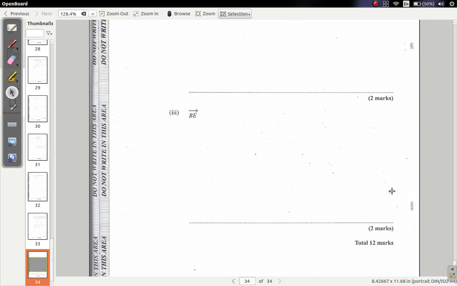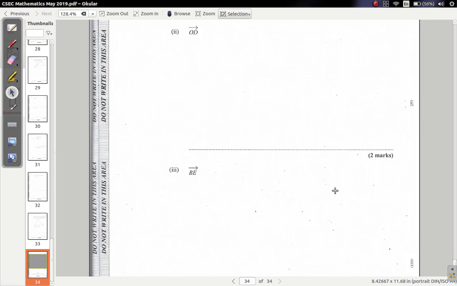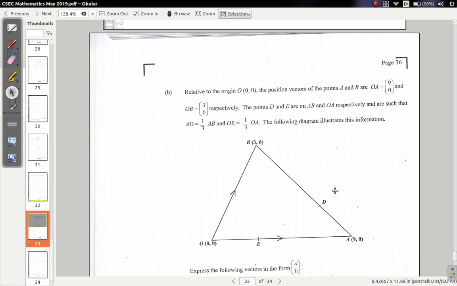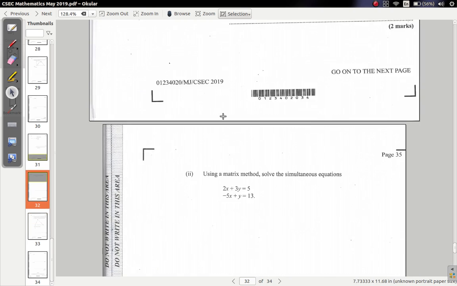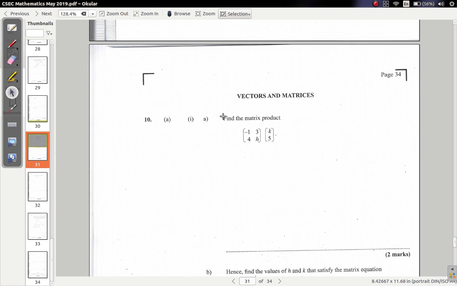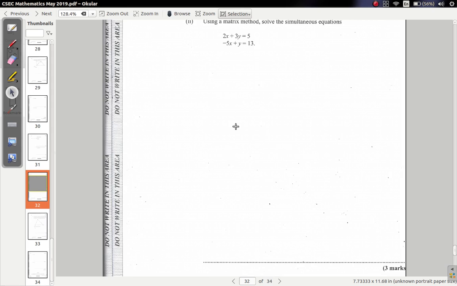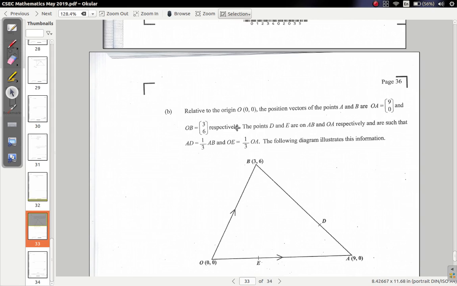So that was part B of question 10, the last question of the paper, of the May 2019 paper.